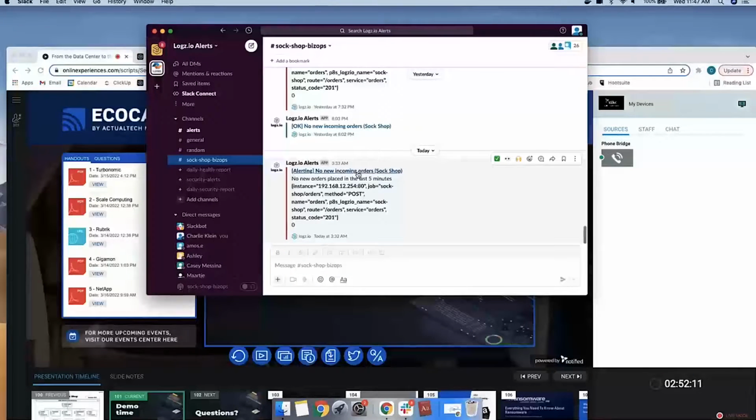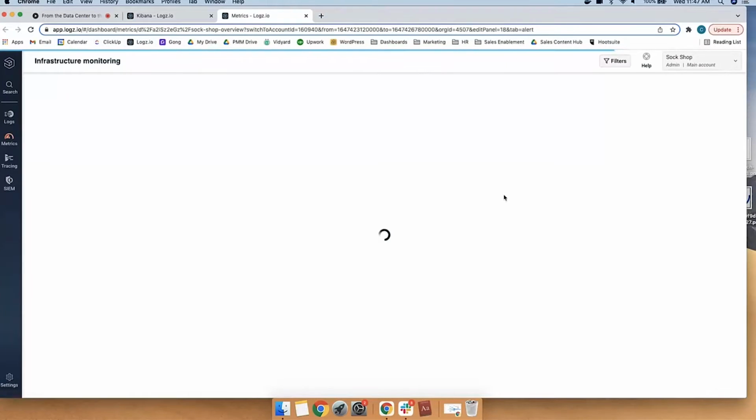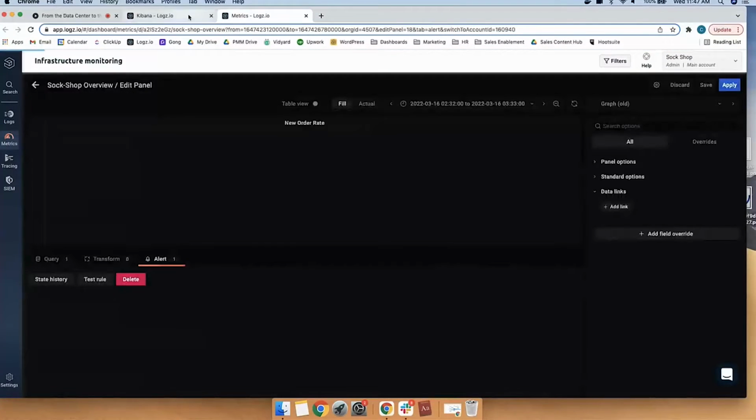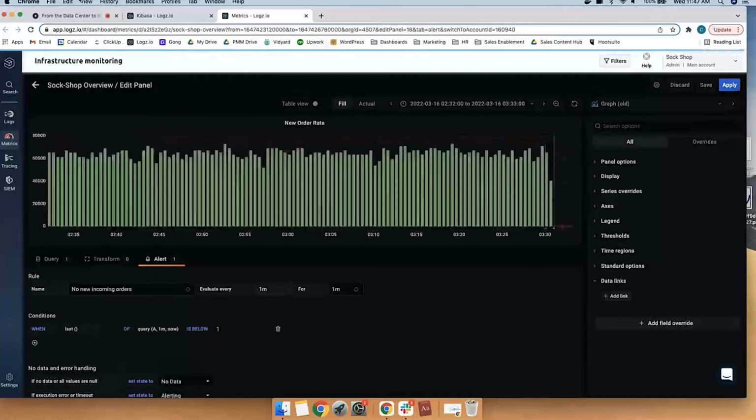So we're going to click on this Logz.io alert, and that's going to bring us to the Logz.io platform and show us the relevant visualization to the alert, the visualization that the alert was monitoring. Let me make this full screen.